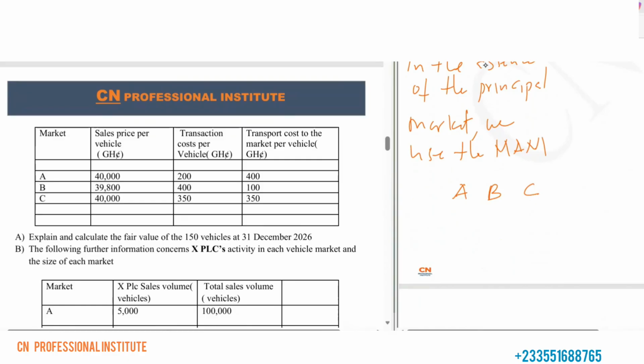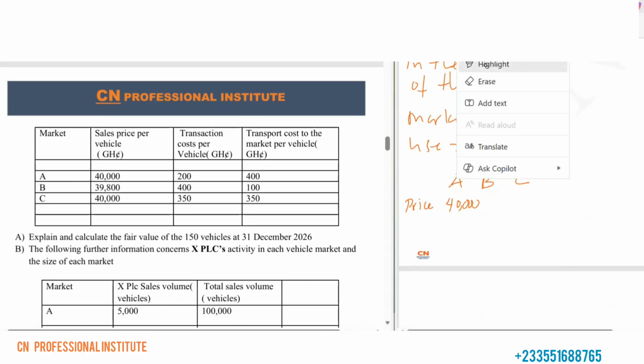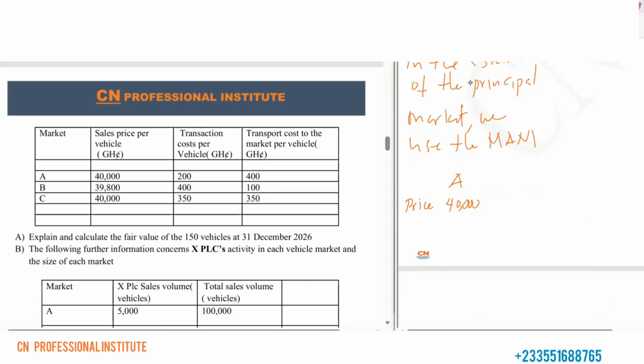So A, B, C. We bring the selling price. If you look at the selling price, A is 40,000 Ghana cedis. Let me space this up so that we can have space to write our stuff. B is 39,800. That's what we have here. And then C is 40,000 Ghana cedis. So these are the selling prices.